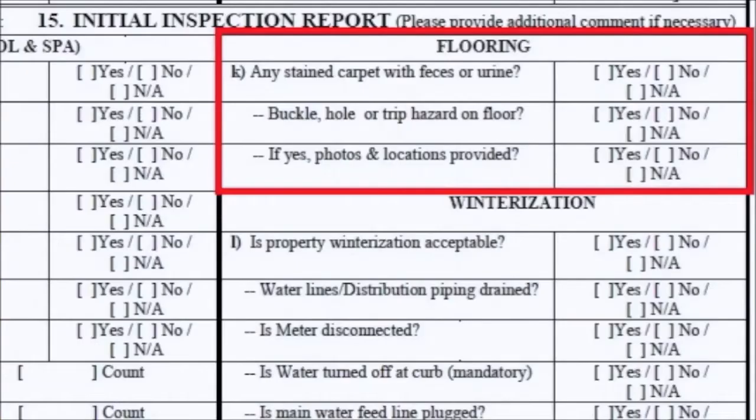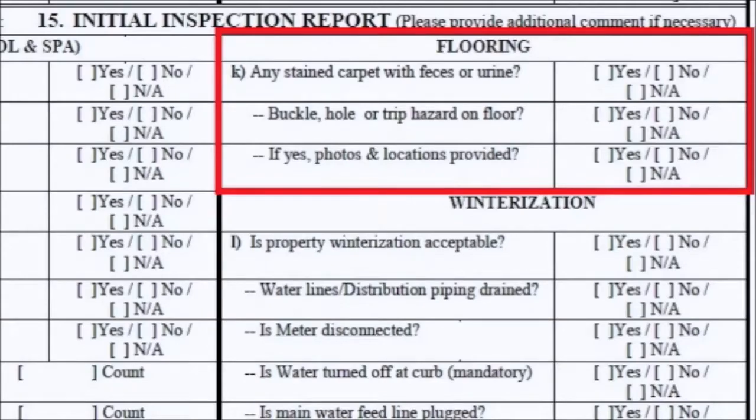Note whether any carpet is stained with feces or urine. Very seldom will the carpet be in perfect shape. Many times it will be a little or a lot dirty. But specifically what we're looking for here is biohazards in a sense. Urine or feces staining is usually grounds for having the carpet removed. Are there any buckles, holes, or trip hazards on the floor? And of course, if there are, we're going to take pictures.